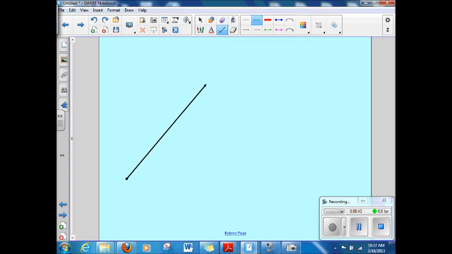Here's an example of a ray. It goes off in one direction. It has a starting point, but it doesn't have a stopping point. Well, today's lesson is on angles, as we said before. I'm going to write that word down again, angles. And an angle is formed by two rays.